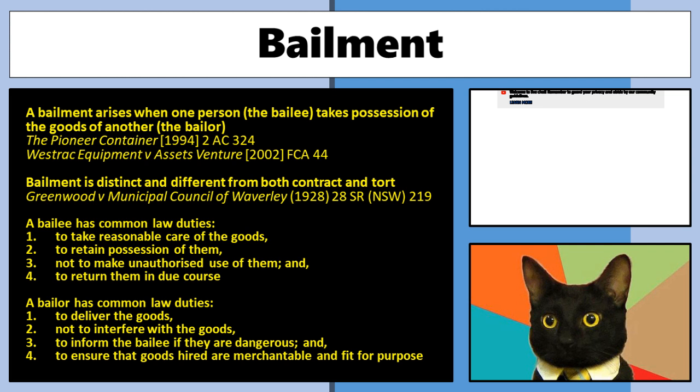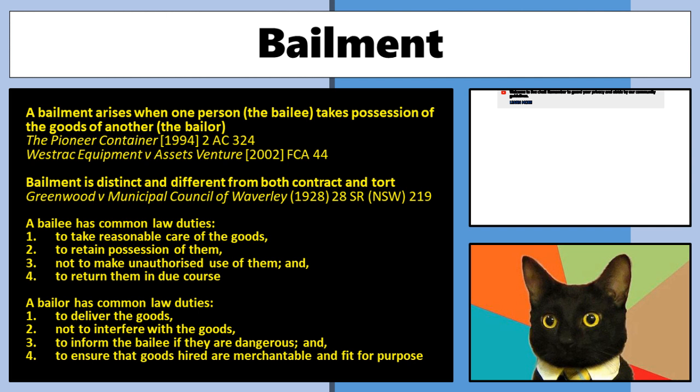Bailment. All right, bailment is different and separate from contract and separate from tort. It involves where one person has possession of another person's stuff, tangible property. It can happen both voluntarily and involuntarily. You can be a voluntary bailee. The bailee is the person who takes possession. The bailor is the person who gives the thing away.